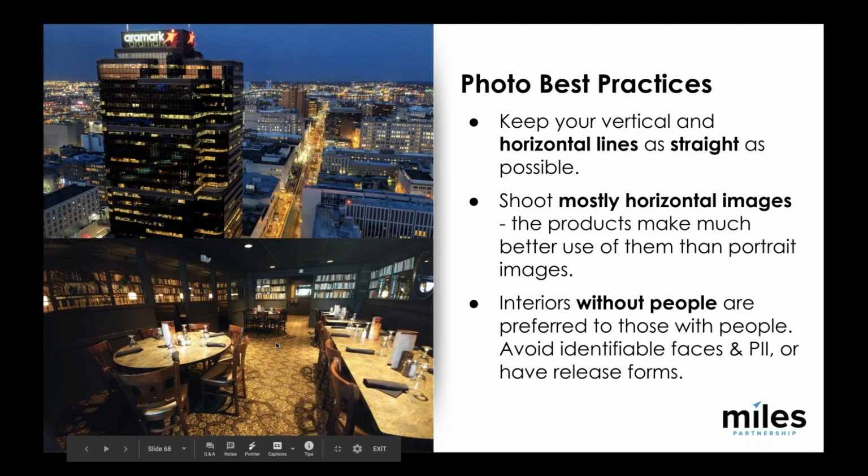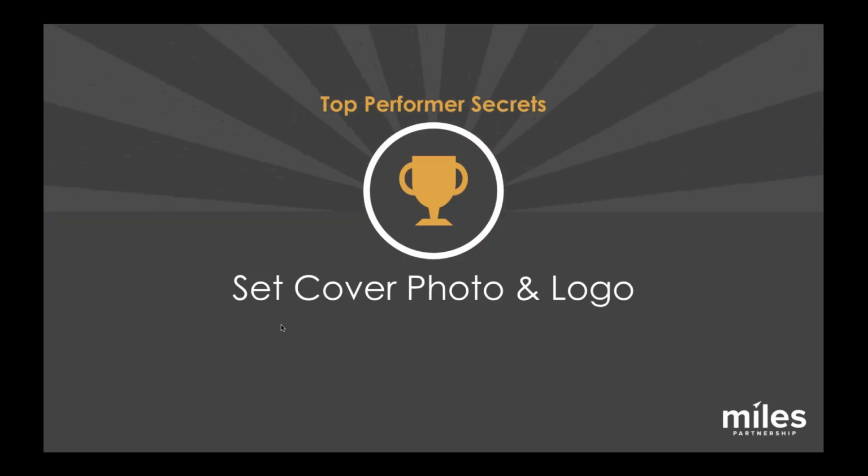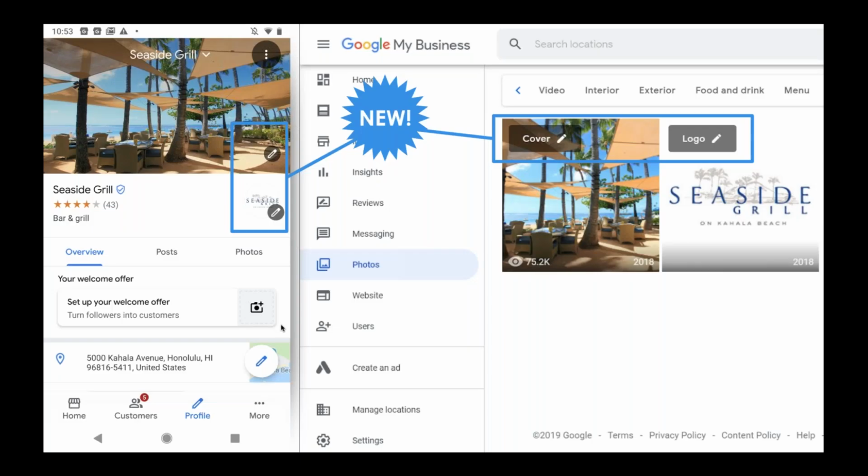And it's likely that the photos without people will perform better than those with. Okay, another tip here for managing your visual representation is to include your cover photo and your logo. So go into your photos section inside of your dashboard, and those two prompts will be shown just like this. Set the best cover photo that shows off your business in the best way possible.